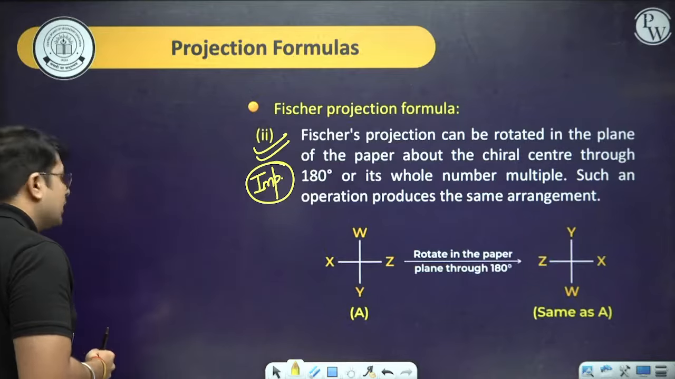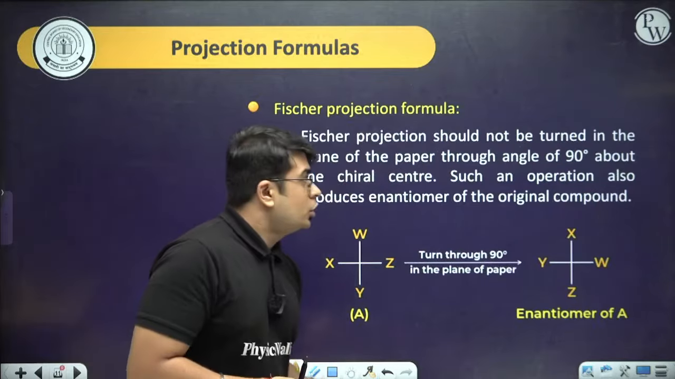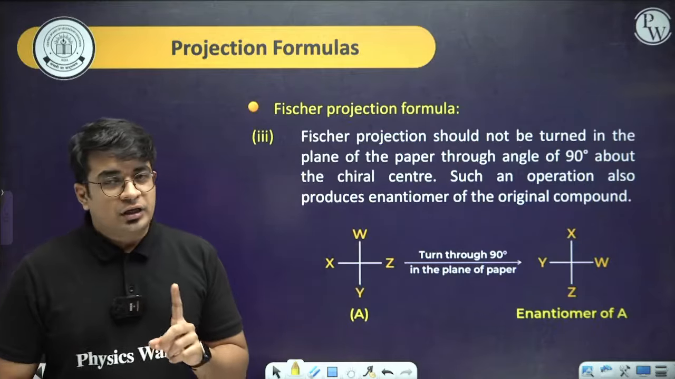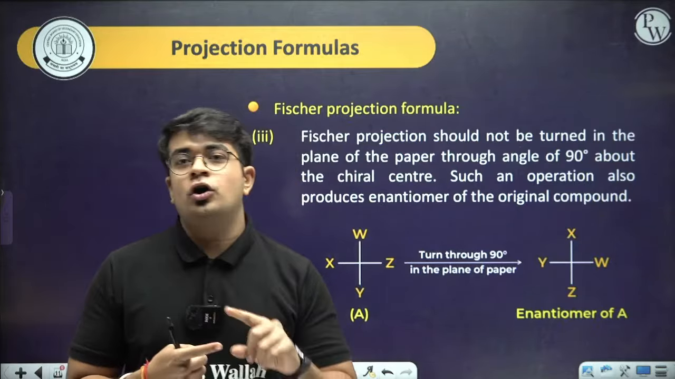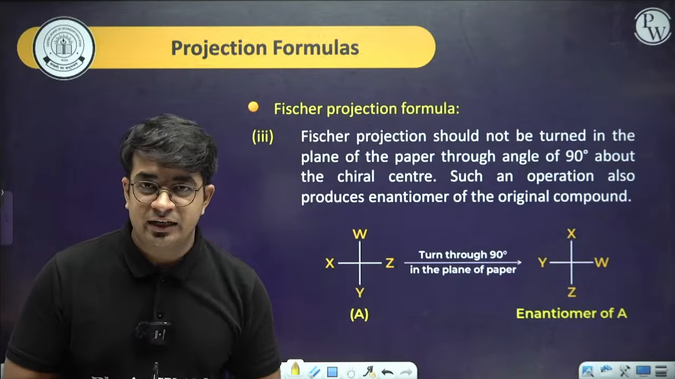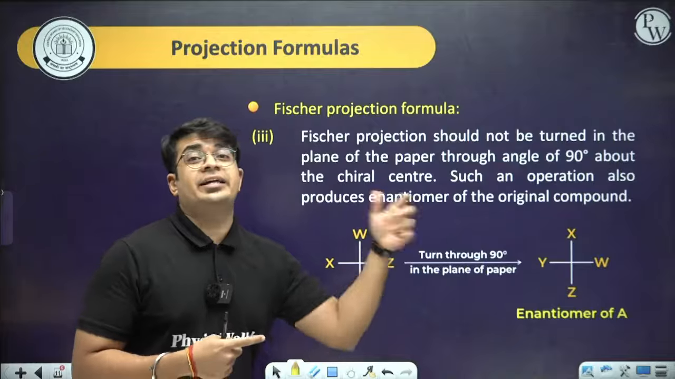In the same way, if I talk about the next part, the Fischer projection should not be turned in the plane of paper through a 90 degree angle. In case of a 90 degree angle, you cannot do that operation an odd number of times, that is 1 time 90 degree or 3 times 90 degree, because it's going to create a different type of structure.